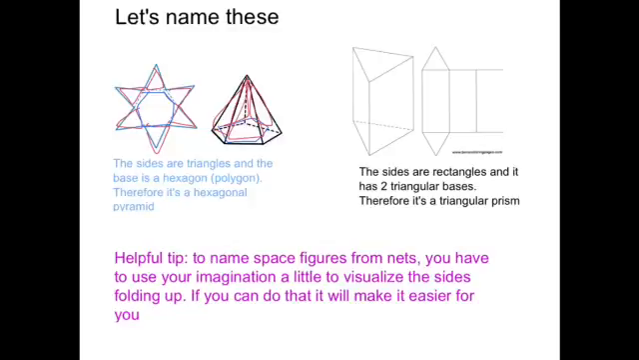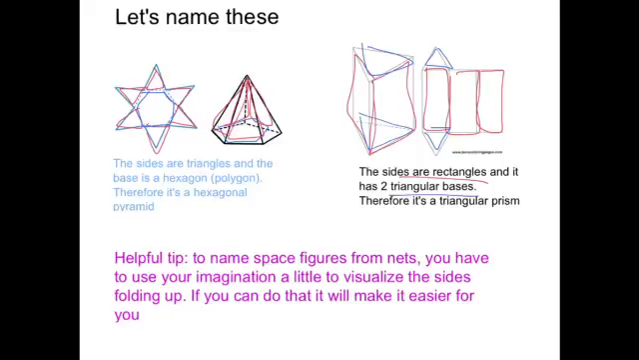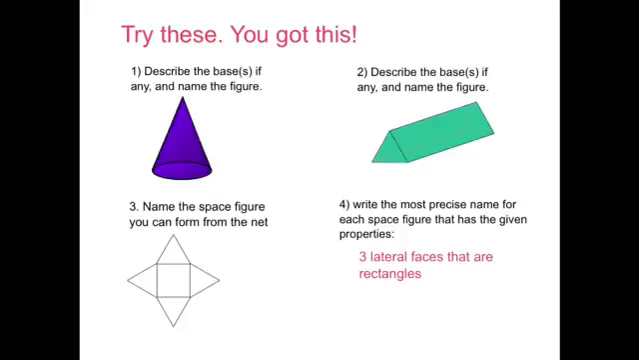The sides are rectangles here, here, and here, and corresponding to here. And we have two triangular bases here and here. So when you fold it all together, you get one of these, called a triangular prism. Try these on your own and let us know if you have any questions. We'll go over them tomorrow.